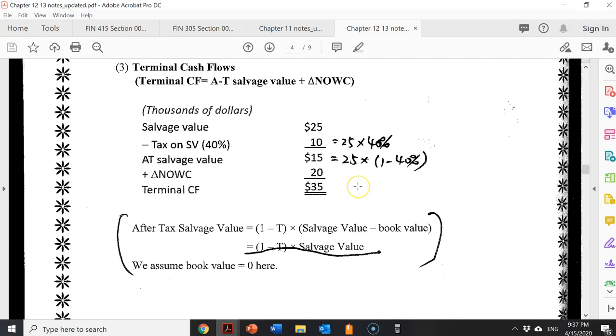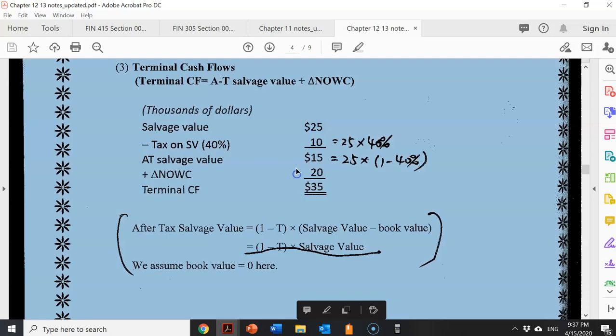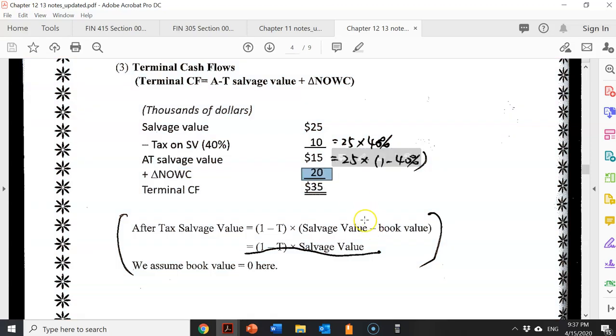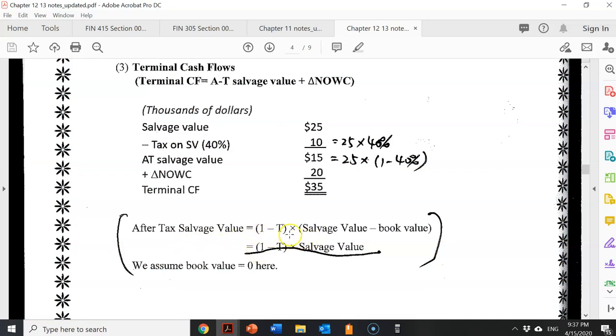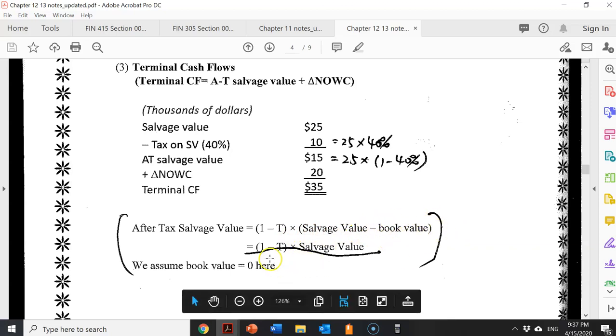Because at the end of the project, you could sell the equipment. The salvage value is the value you can get by selling the equipment, and then you can also sell the inventories to recover the delta NOWC. So you would have the terminal cash flow of 35. Note that the after-tax salvage value here is actually 1 minus t multiplied by salvage value minus book value, but we assume book value as 0 here. So we just use 1 minus t multiplied by salvage value.